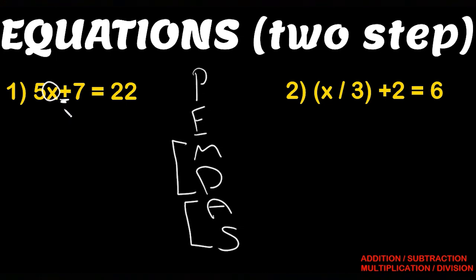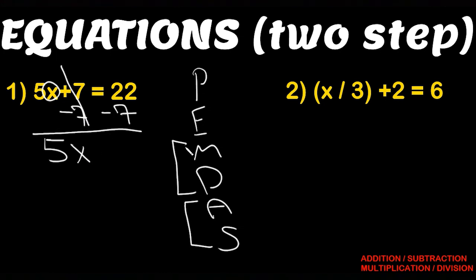So let's go ahead and do that. I have a positive 7 here, meaning I'm going to minus 7 on both sides, right? That's my first move that I need to do, okay? Remember, wherever you do the operation first, that always cancels out. That will always happen. I'm going to bring down 5x. And then I have equal to 22 minus 7. That's going to give me 15, okay? So I get 15 here.